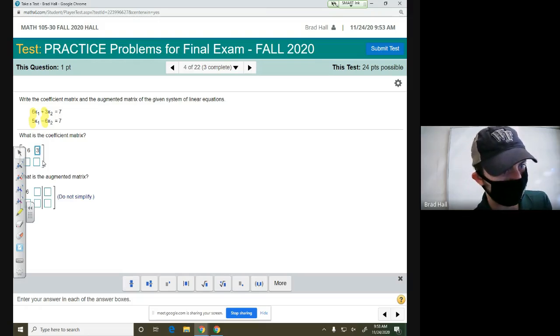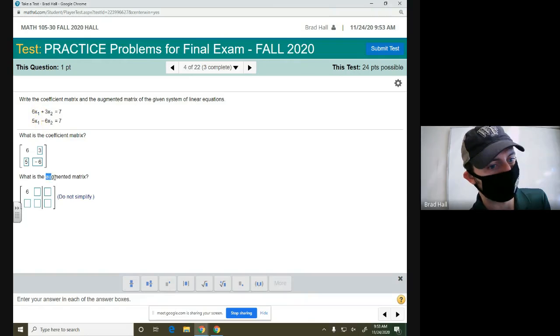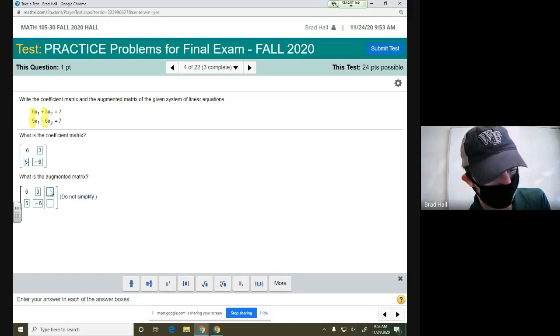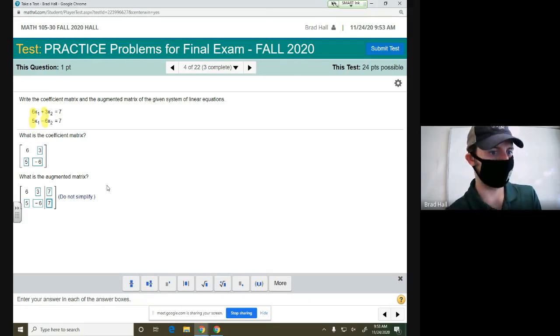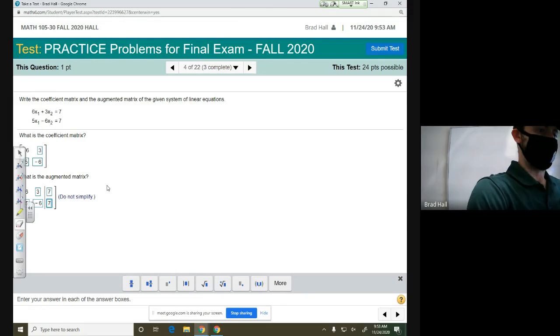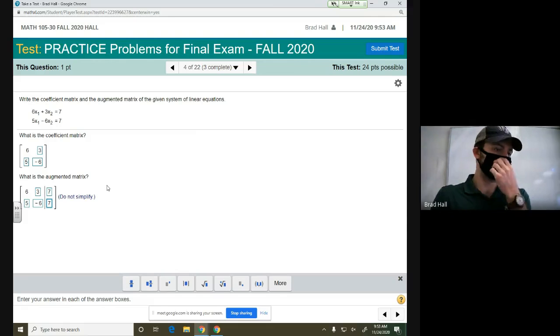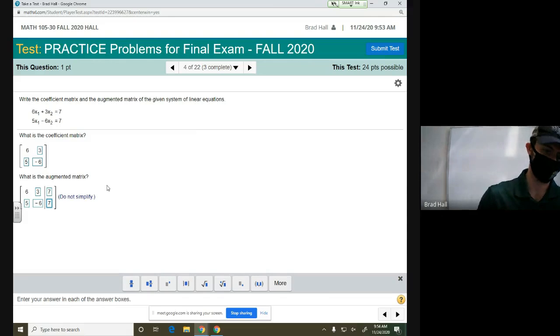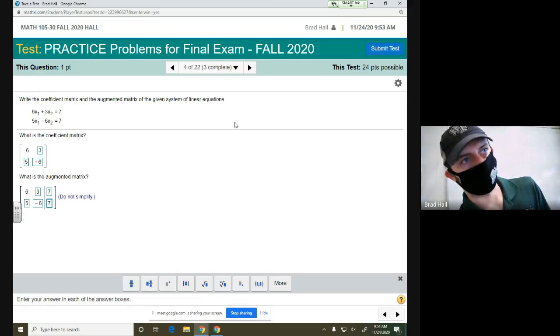So they put 6 for us, so I'll continue with 3, 5, and -6. And then for the augmented matrix, now they want us to throw those 7s in. So 5 down here, 3 up here, -6 here, 7, and 7. So that one should be pretty straightforward. It's just rewriting the system as various types of matrices. That's all you really do for this one. So I'll go ahead and move past this one.